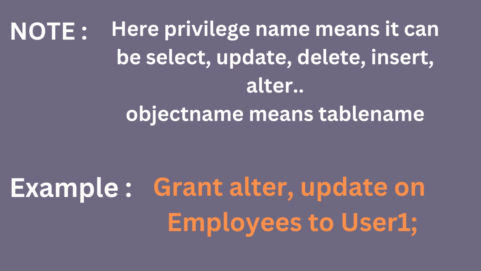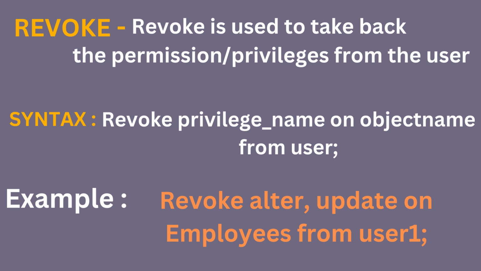Now let's see what is the revoke command. Revoke command is used to take back the permissions or privileges from the user. After the specified task is done, the privileges can be taken back from the user by using the revoke command. And the syntax is revoke privilege name on object name from user. Example, revoke alter, update on employees from user 1. So by using the revoke command, we are taking back the alter and update privileges from user 1 on the employees table. So this is how grant and revoke work.